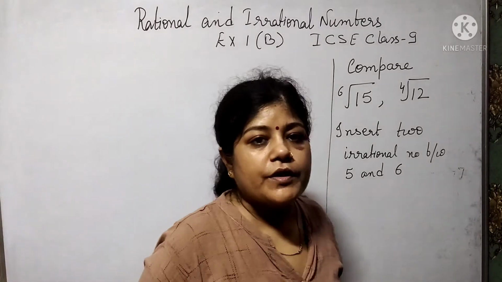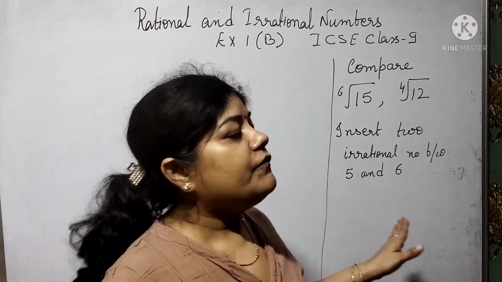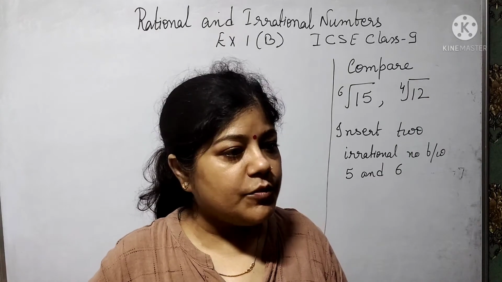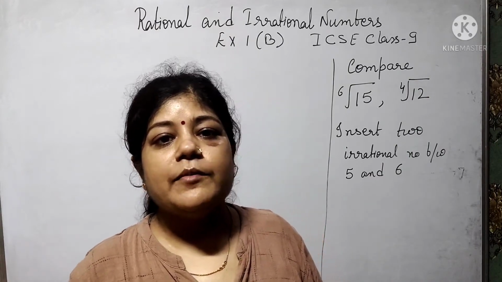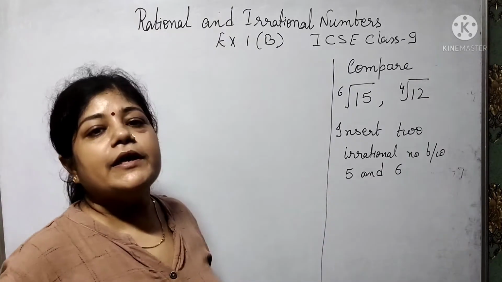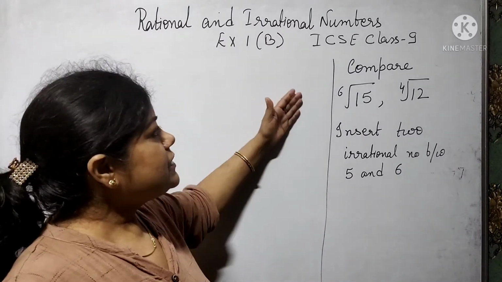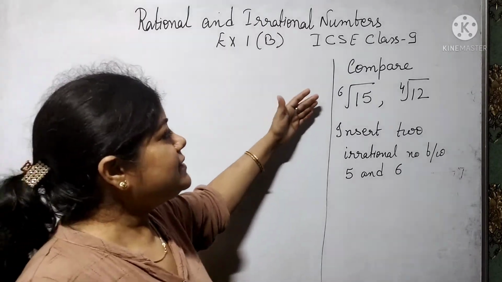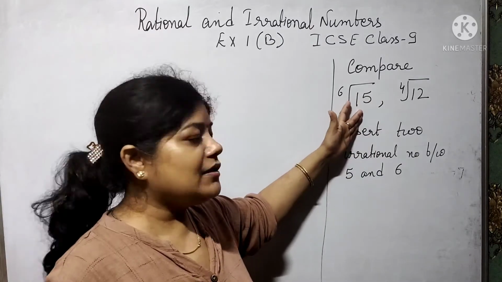In this section of video, I am taking the topic which is in class 9th ICSE board. Lesson number 1, the name of the chapter is Rational Number and Irrational Number. In this section, I am going to explain you the comparison between two given rational numbers.